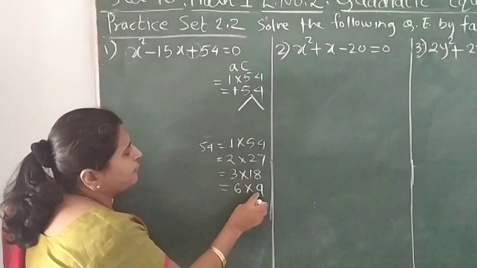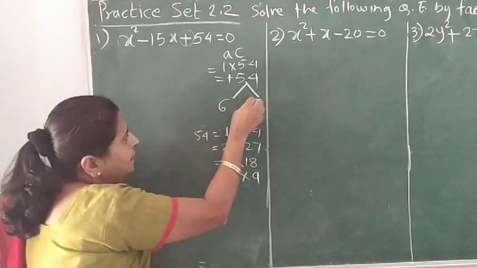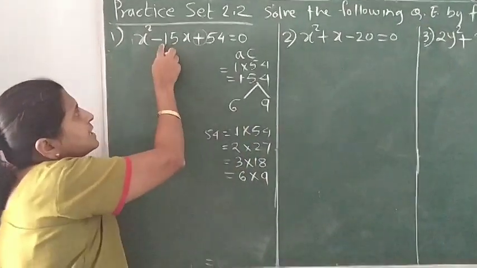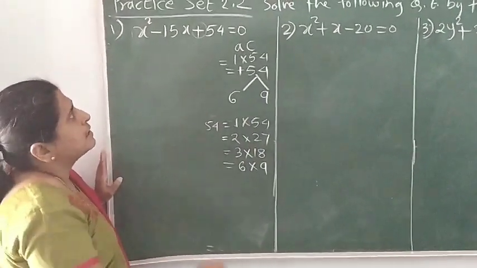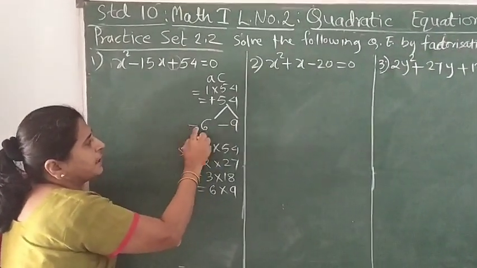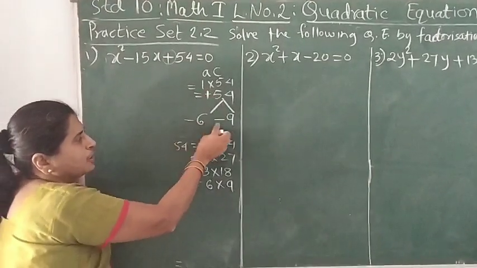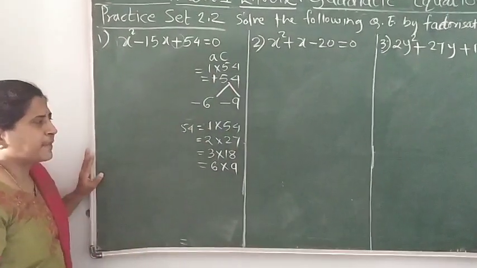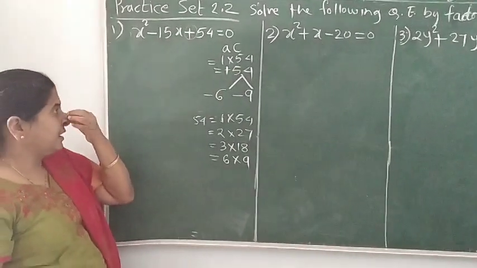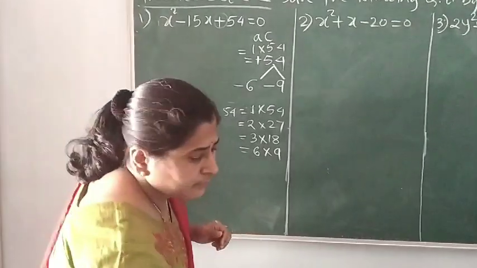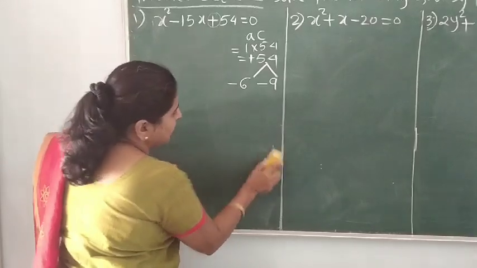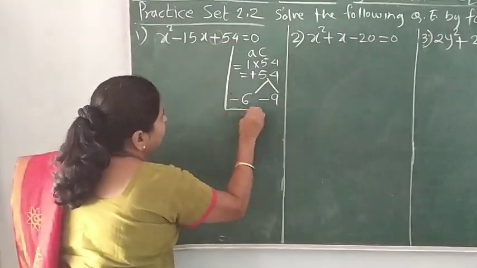So the factors of 54 should be 6 and 9, because the addition 6 plus 9 is 15. Now what is the sign of this 15? It is minus. So this minus sign should be given to both. When both signs are the same, either both plus or both minus, then we get the product plus. So this product is going to be plus 54 and the addition is going to be minus 15. So we have decided our factors should be minus 6 and minus 9. So let's write, this is our rough work, students.